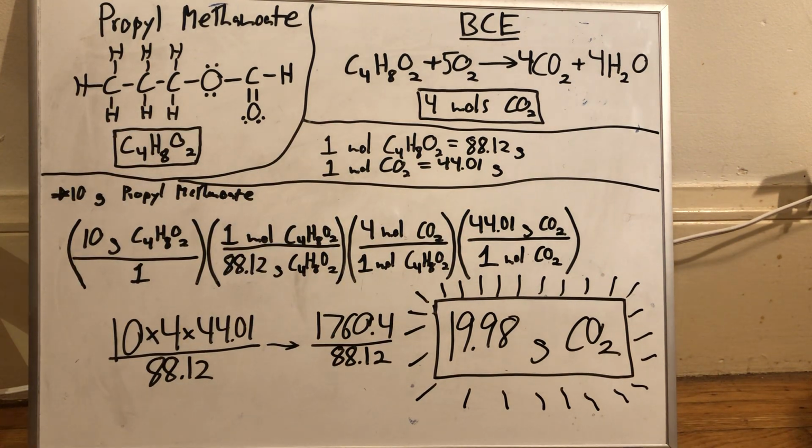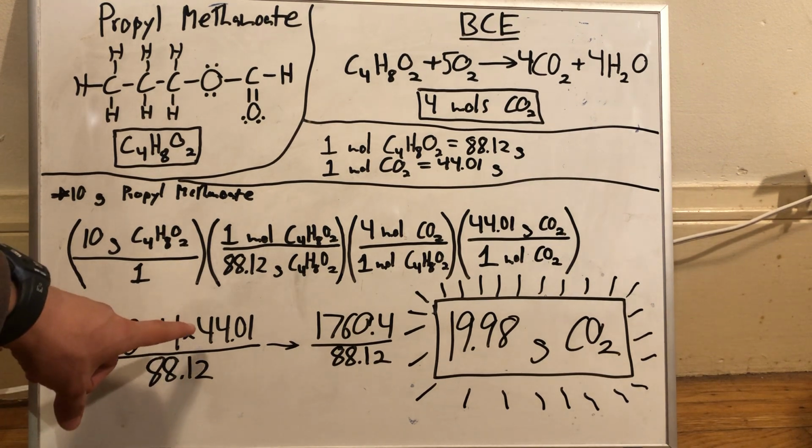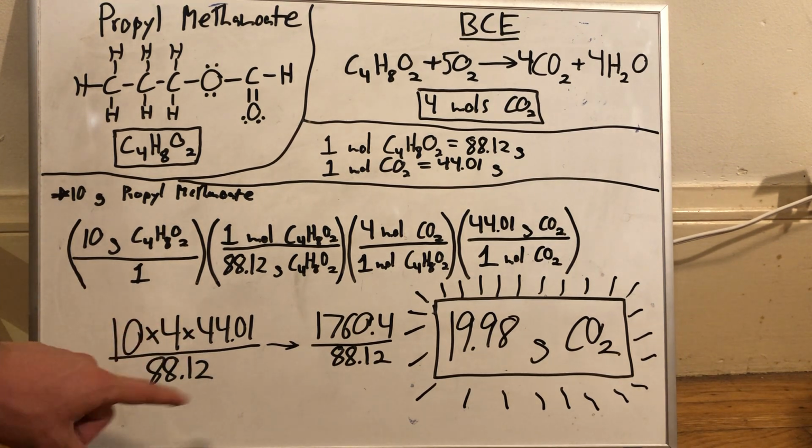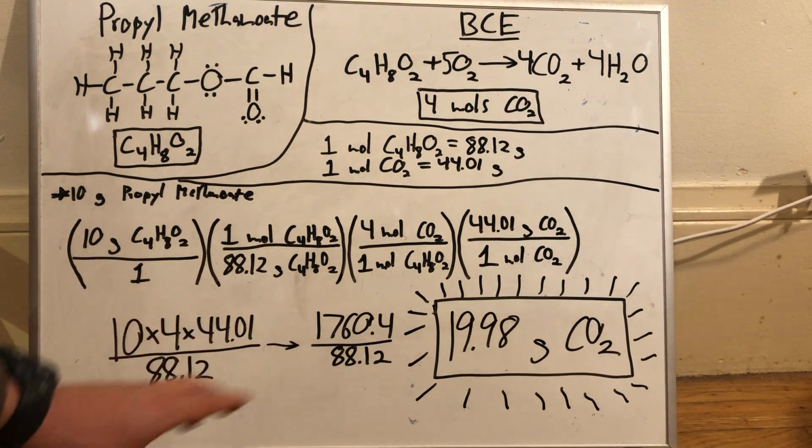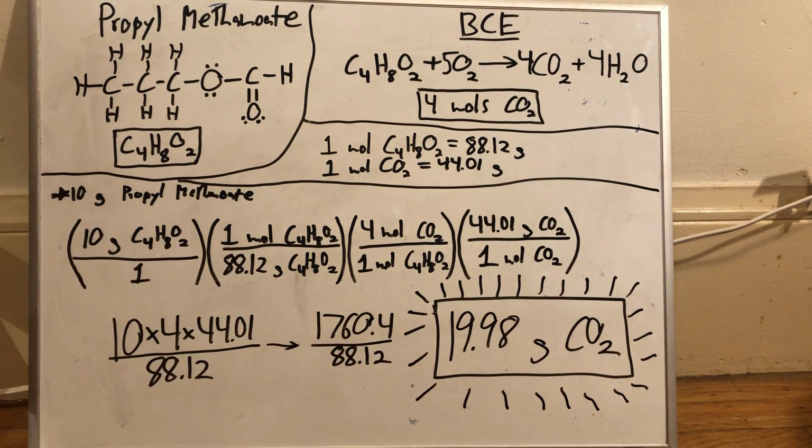Okay, we multiply it out. I hope this makes sense how I've done it all. 10 times 4 times 44.01 over 88.12. And then we do the math and we get 19.98 grams of CO2.